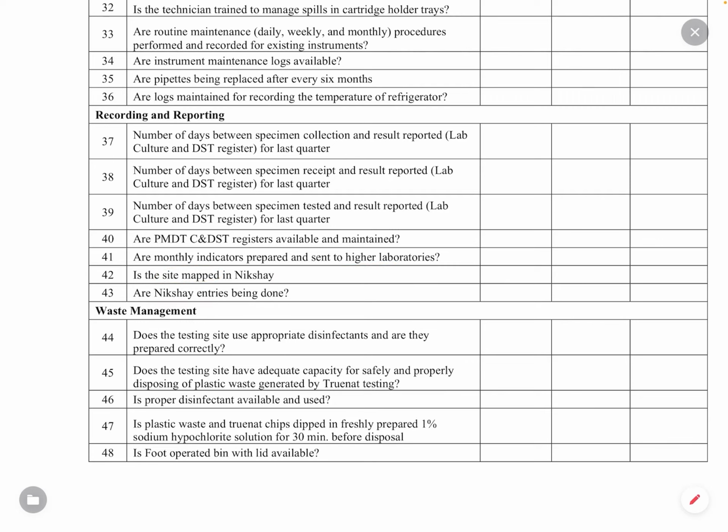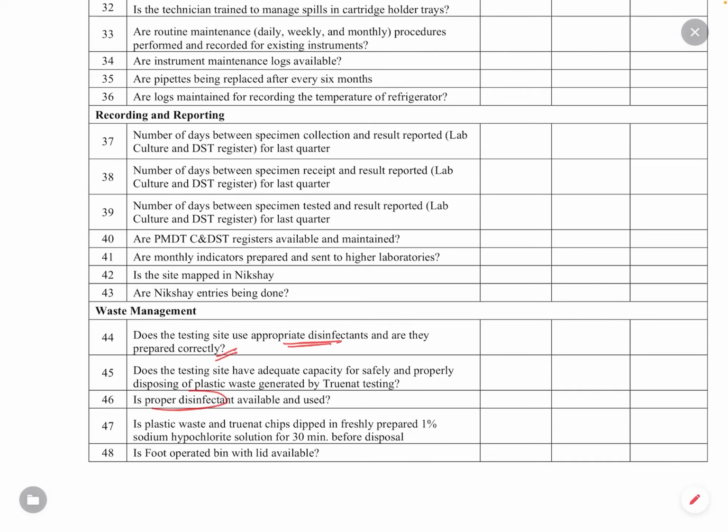Waste management. Okay, so are appropriate disinfectants used? Are they prepared correctly? So we know this 1% hypochlorite has to be prepared daily. Otherwise, if you keep it for a long duration, it is just water. It will lose its potency. So that has to be prepared daily.